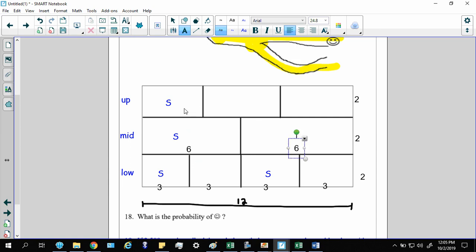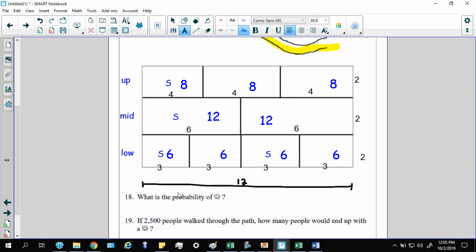Now, this is where it kind of gets a little confusing because 12 has been divided 3 ways. So that means it's going to be 4. This is going to be 4, and this right here is going to be 4. All right. So when I start filling out my area, that is an area of 8. That's an area of 8. That's an area of 8. This is an area of 12. This is an area of 12. This is an area of 6. Area of 6. Area of 6. Area of 6. All right, so what is the probability of getting a smiley face?